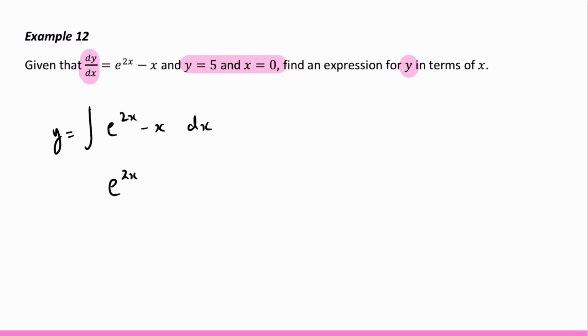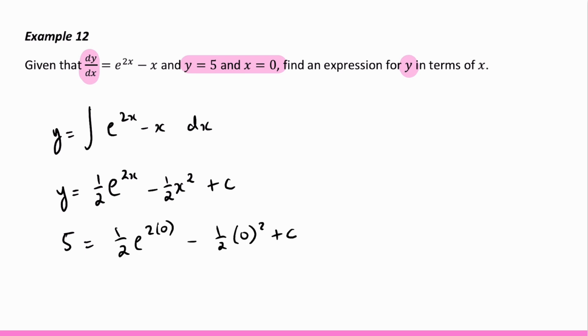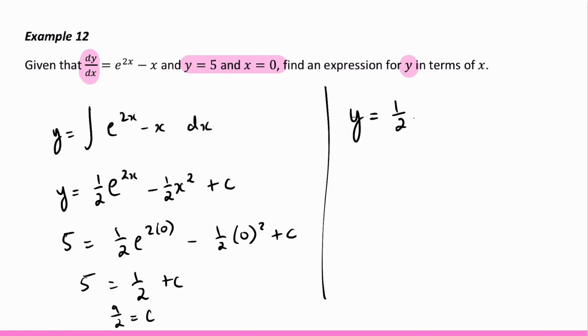The e stays as it is, and we divide by the derivative, add 1 to the power, and divide by the derivative, plus c. We're now going to go ahead and substitute in our values of y is equal to 5 and x is equal to 0. So e to the power of 0 is just 1, so that becomes a half, and then a half times 0 is just 0, so we've got plus c. Take that half over to the other side, you get 9 on 2. So our final expression is going to be a half e2x minus a half x squared plus 9 on 2. And that's it. That's the end of 11D.